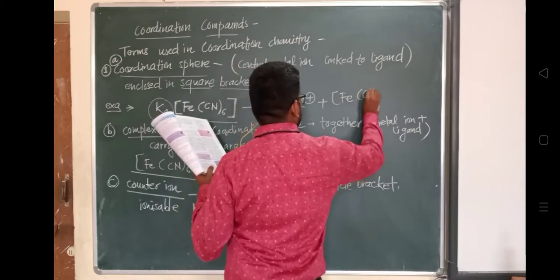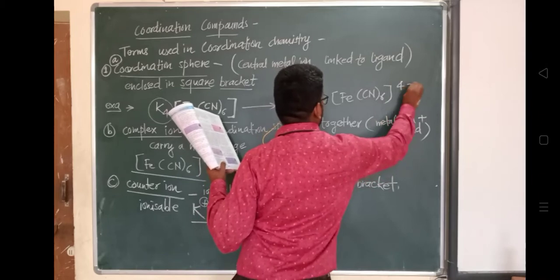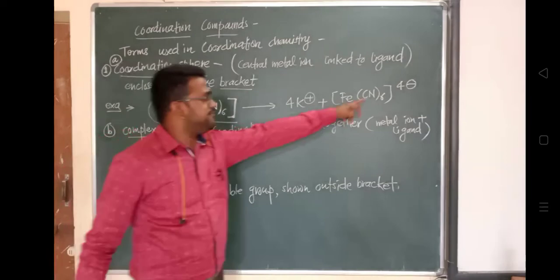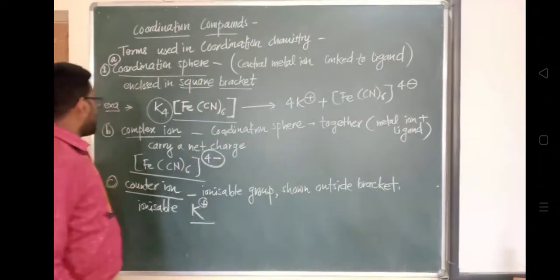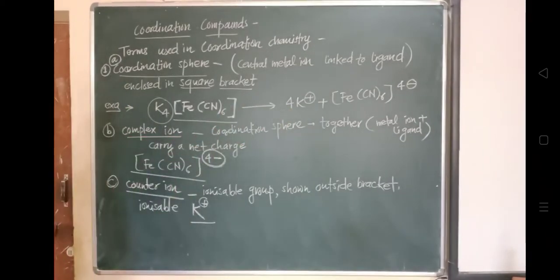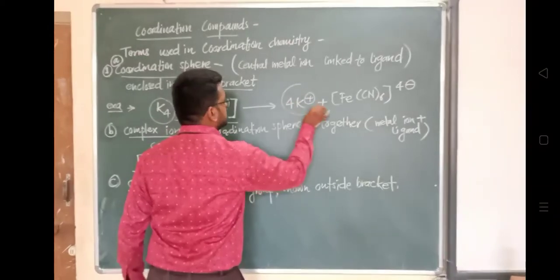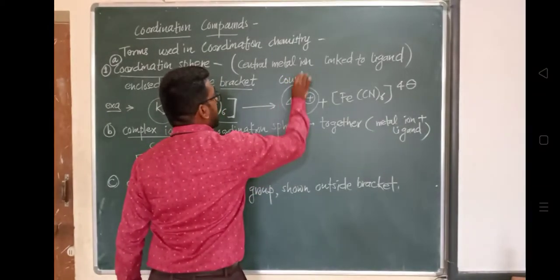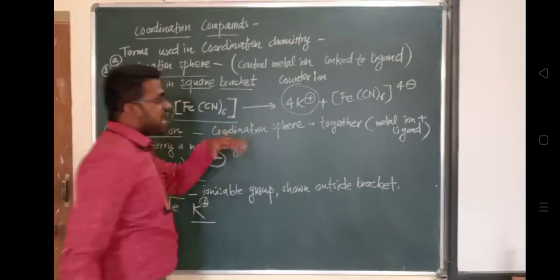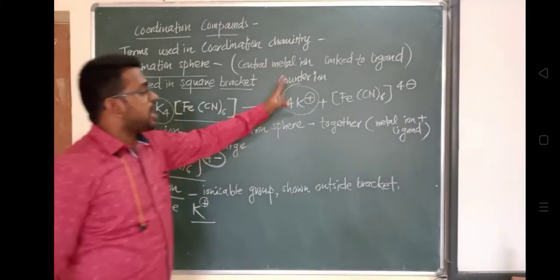So when a coordination compound gets ionized, it will have a counter ion, and this is a complex ion. ये क्या हो गया? ये counter ion हो गया, और ये जो पूरा है completely, 4 minus, this is a complex ion. So आप देख सकते हो यहाँ पे it consists of a counter ion and complex ion when it gets ionized. So this is about the terms used in coordination chemistry.